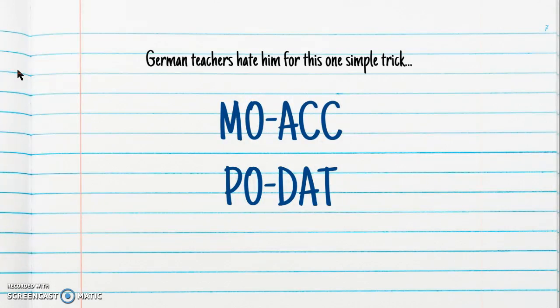All right. So one last thing for you to remember is Mo-Ak Po-Dat. It's pretty short. It kind of rhymes. And basically all that it means is motion is accusative, position is dative. So this one little rhyme, if you will, should help you remember it. Just remember Mo-Ak Po-Dat.